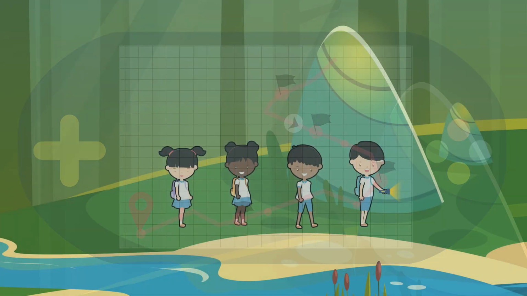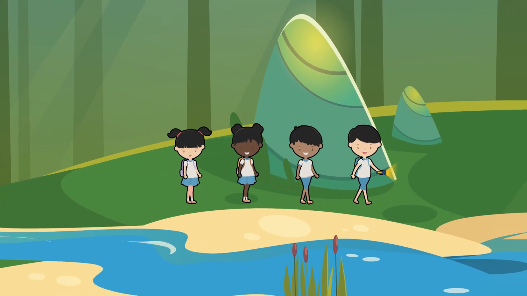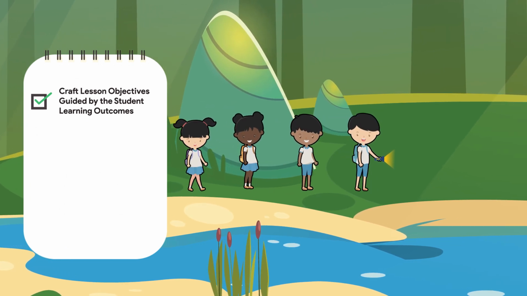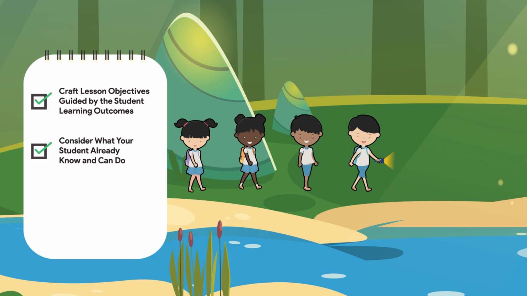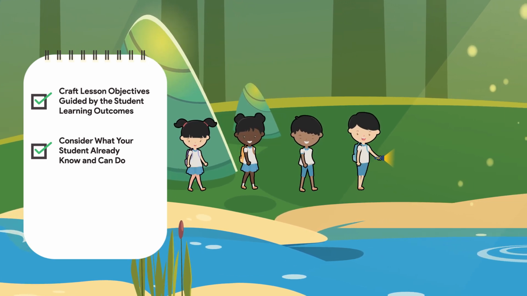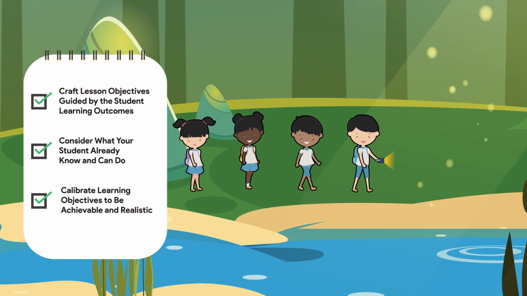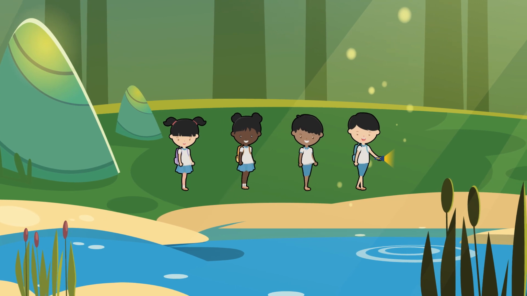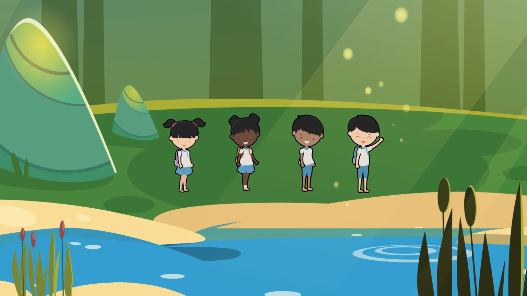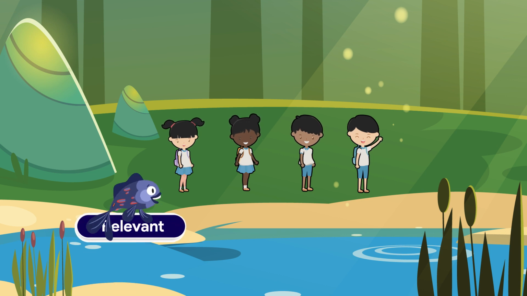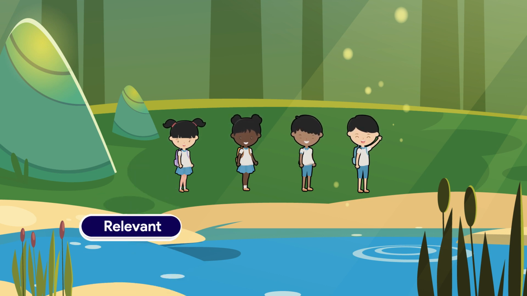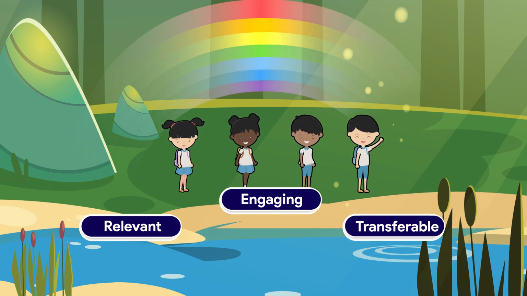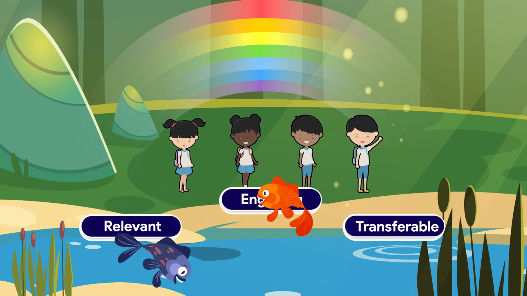In conclusion, you can facilitate quality learning when you craft lesson objectives that are aligned with the student learning outcomes, that consider what your students already know and can do, and that are calibrated to be achievable and realistic. Such learning objectives, when translated to success criteria, help your students see relevance in their learning, encourage their engagement, and allow them to transfer knowledge and skills within the subject, across subjects, and beyond school.